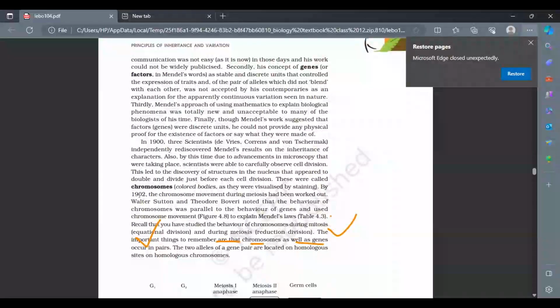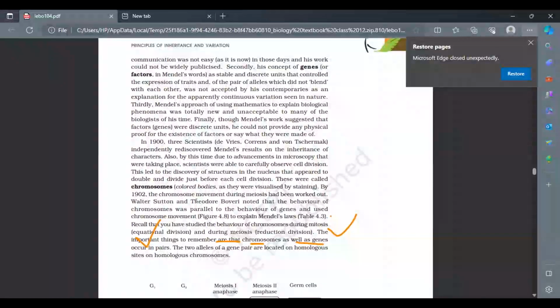By the year 1902, the chromosome movement in meiosis was worked out, and Sutton and Boveri were able to relate it. Sometimes the question comes like this, that they give the name of the scientist and want you to explain the role of the scientist in that particular field. So in the year 1902, the movement of the chromosomes during the meiosis process was finally discovered, and this movement of the chromosomes was parallel to the behavior of the genes or factors which Mendel had discussed.